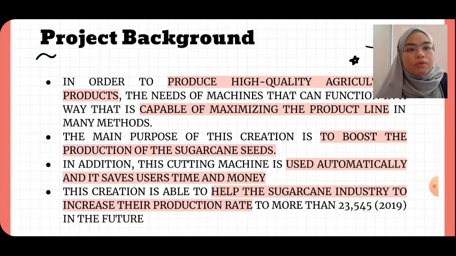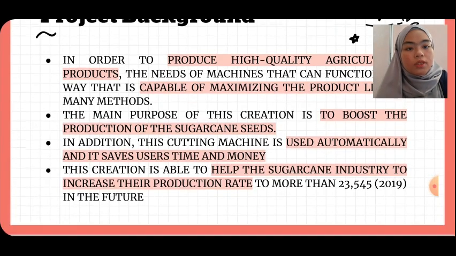Project background. To produce a high-quality agriculture product, we need a machine that is capable of maximizing the product lines. The second one is, the main purpose of this project is to boost the production of sugarcane seed. The third one is, a cutting machine that uses an automatic mechanism should be used to save user time and money. The last one is, this project is to help the sugarcane industry increase their production rate for future purposes.